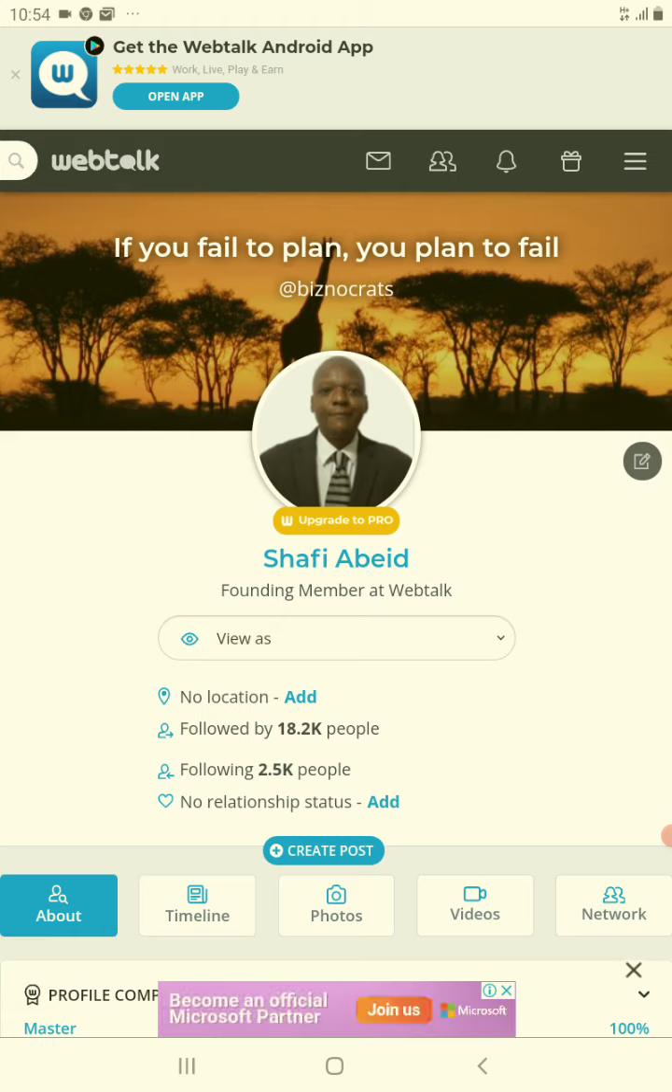For example, you see the fixed ad below about Microsoft. When you see this ad, you have viewed it and hence consumed it. Webtalk earns revenue, and I get paid 10% of ad revenue generated by your consumption because you have consumed this ad from my homepage, in this case the about page. Also in my timeline, photos, videos and network pages, when you visit there you will see ads, and I'll be paid 10% of the ad revenue generated by your consumption.